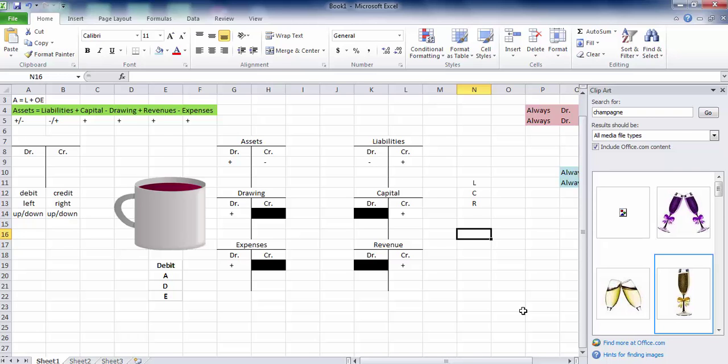Okay, so that's it for today. That's your debits and credits. Make sure you practice this, and the next time we're together, we're actually going to be doing some journal entries, posting, and then a trial balance. And we're going to be implementing this debit and credit stuff.